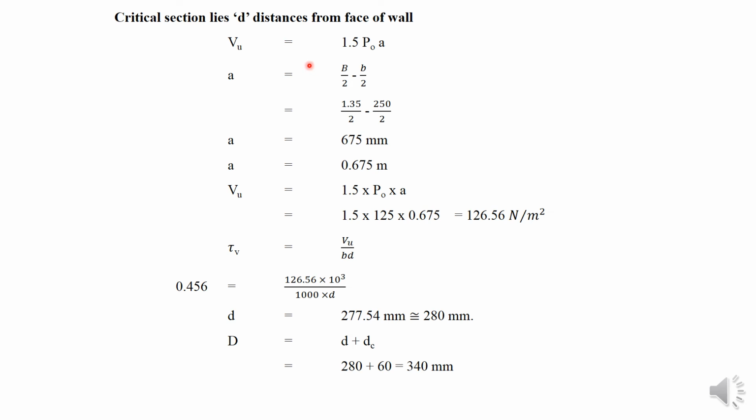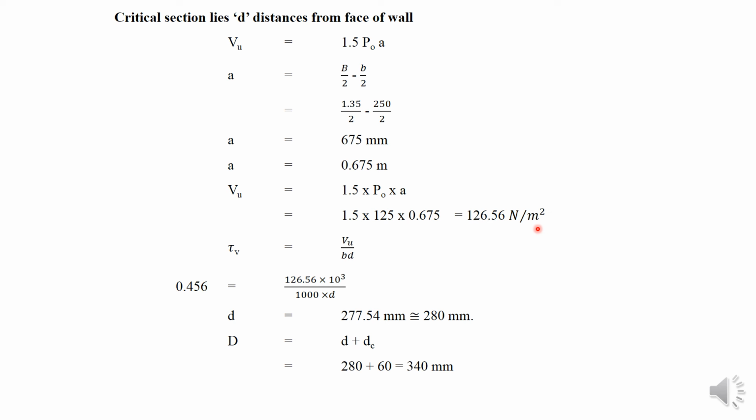By using this we have to find out the value of d. The critical section lies d distance from the face of the wall. So V is equal to 1.5 P0 into a. So a is equal to B by 2 minus b by 2. Substituting the values here, we get a is equal to 675 mm, that will be equal to 0.675 meter. So V is equal to 1.5 factor load into 125 into 0.675. We will get a value of shear force as 126.56 kilonewton.